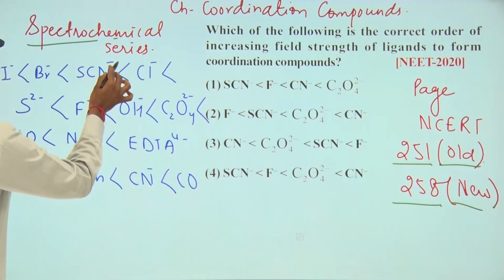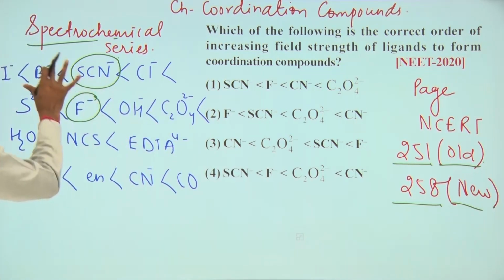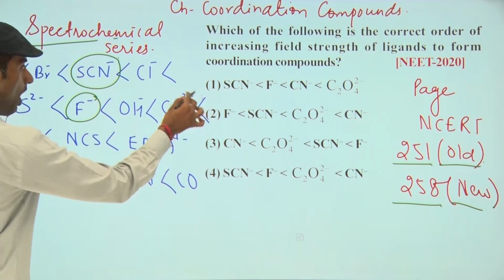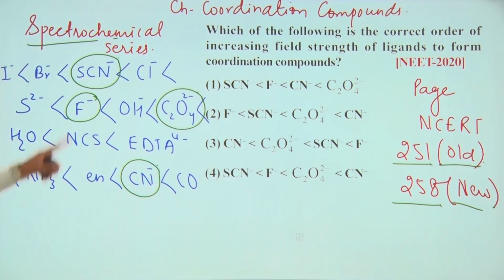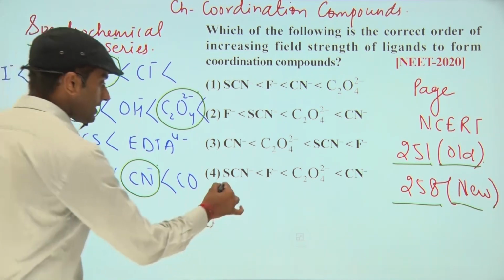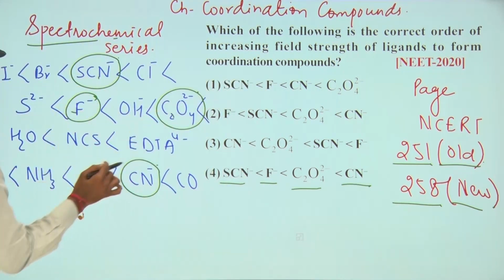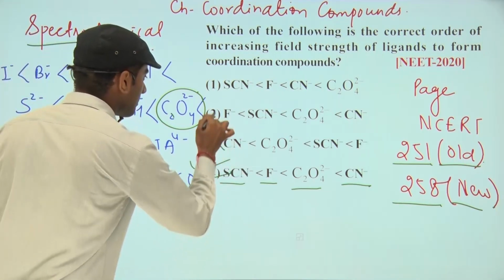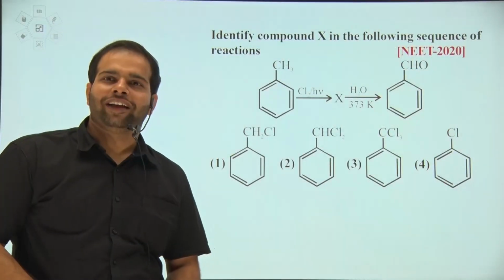As far as thiocyanate is concerned, this is the first one. Next, we have fluorido. You can see that the strength is increasing here. Next, oxalato. And finally, we get cyanido. So this is the perfect order: thiocyanato, fluorido, oxalato, and cyanido. 1, 2, 3, 4. So the fourth option is going to be correct here. The rest of these are not possible. Thank you. Okay, students, coming to the next question.